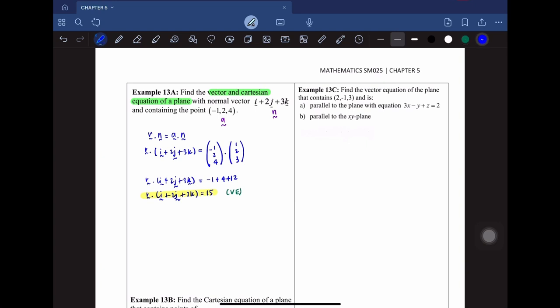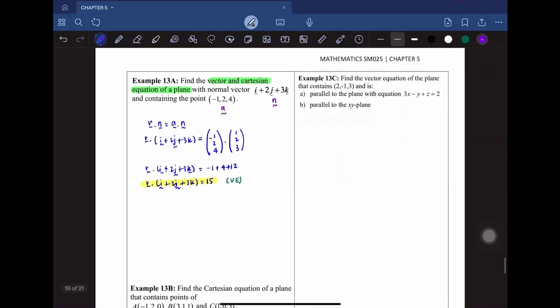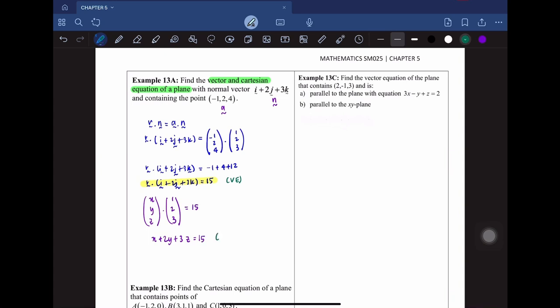So again, we just simply need to change everything in terms of the column matrix. So your r is x, y, z, and your normal vector n is 1, 2, 3. The right hand side will still be the same, which is the dot product of a and n, which is 15. So x plus 2y plus 3z is equal to 15. So this is your Cartesian equation. Okay, so we're done with the first question.